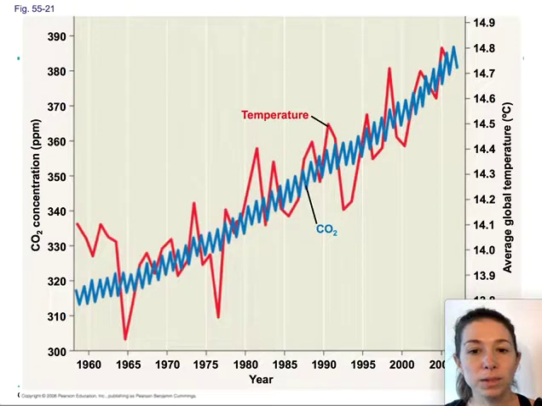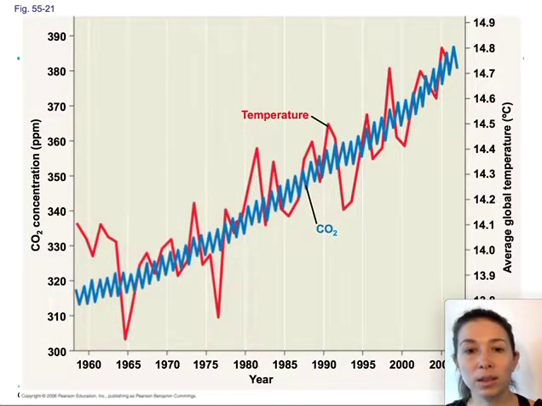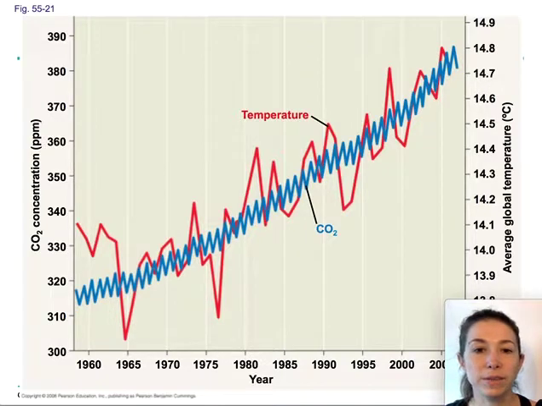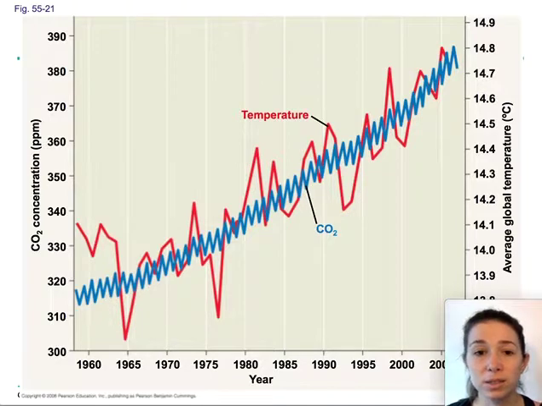Here is the link between CO2 emissions, or CO2 presence in the atmosphere, and temperature on Earth. These are actual measurements that people have been able to get starting from around the 50s up until slightly before present time, maybe 10 years ago or so. They show a clear increase of temperature, and that correlates very strongly with an increase of CO2.